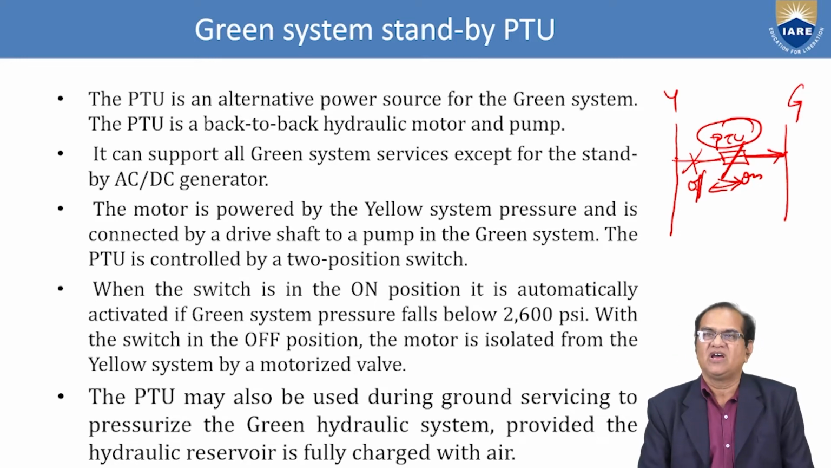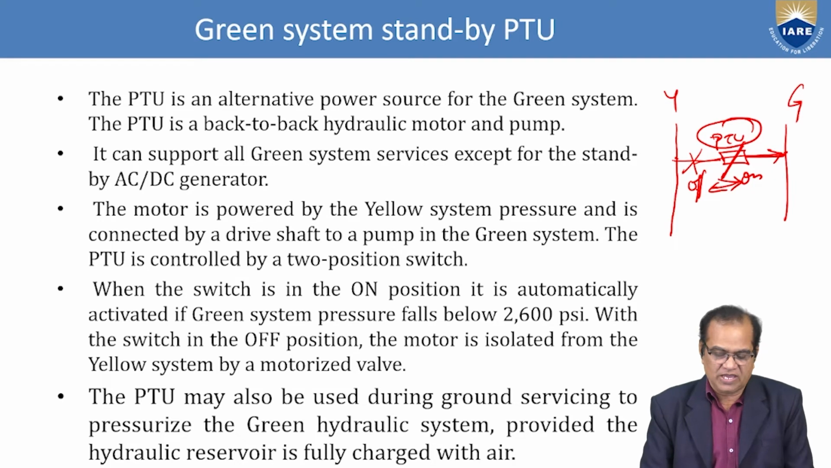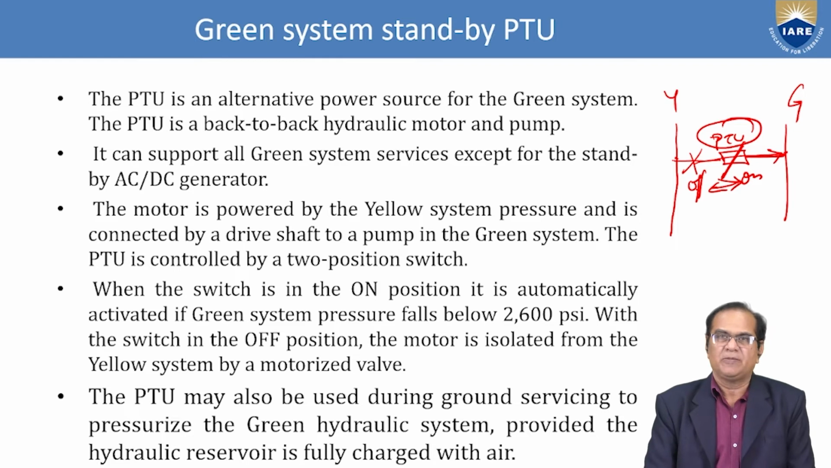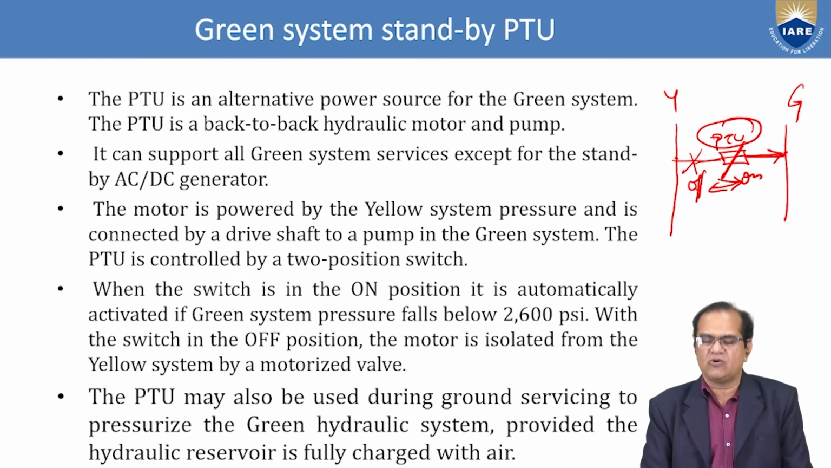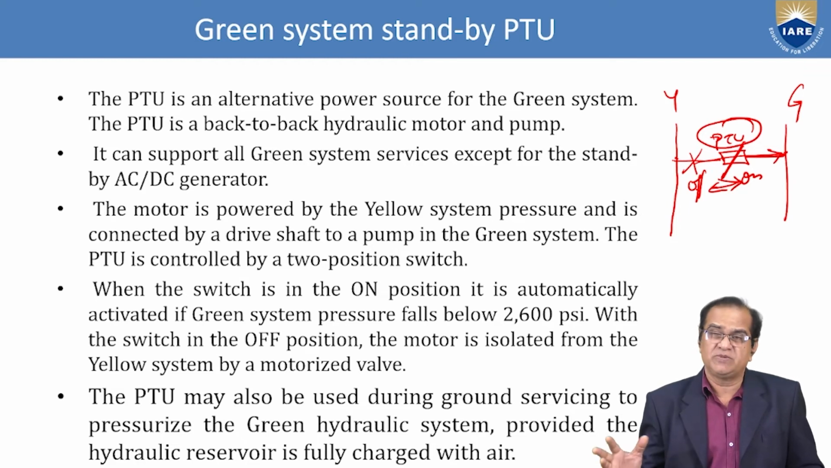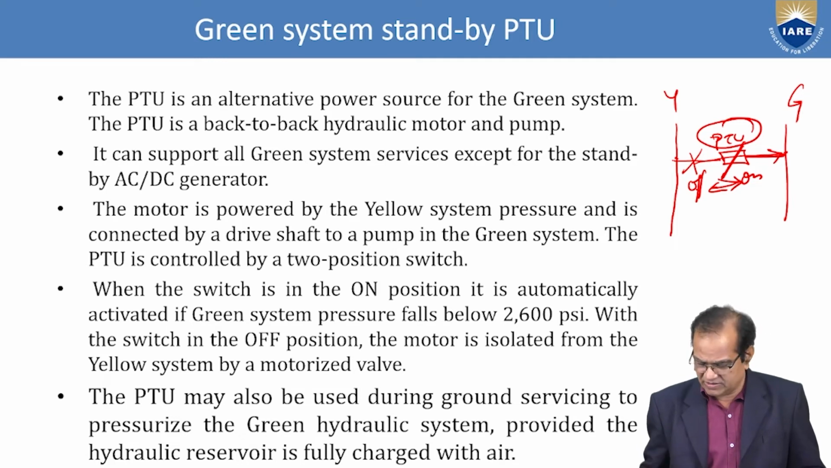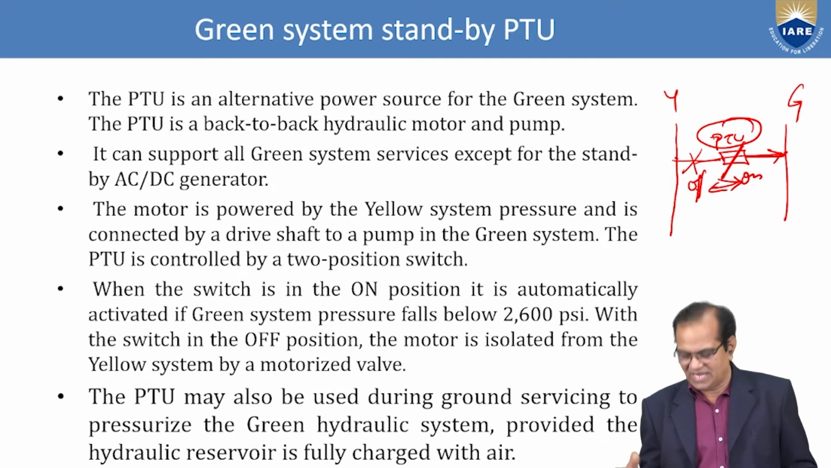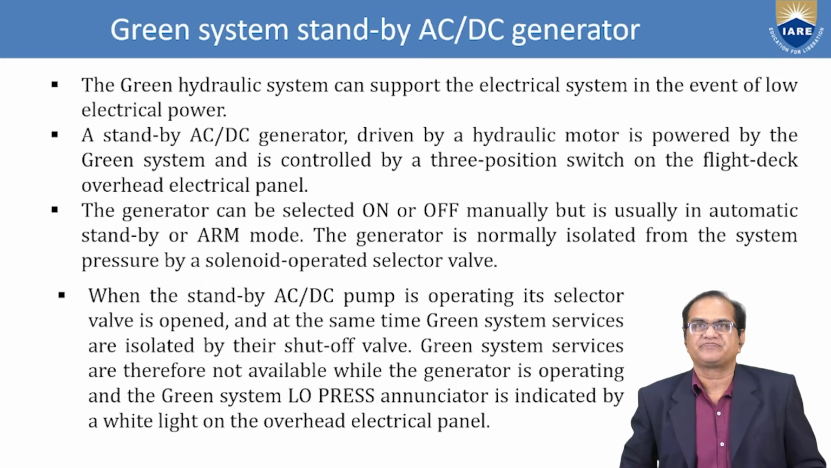So if the green system pressure is falling to 2600 and below, your valve will open and the yellow system will start supplying, the motor will start supplying to the green system. The PTU may be used during ground servicing to pressurize the green hydraulic system provided the hydraulic reservoir is fully charged with air. On the ground, this PTU is used for maintenance purposes for the system's operation, and this can be operated by the electrical pump.